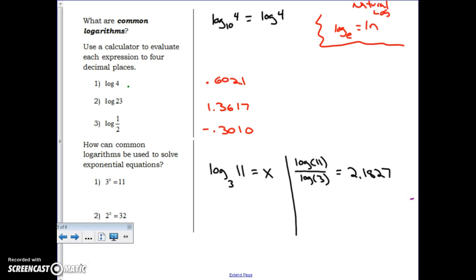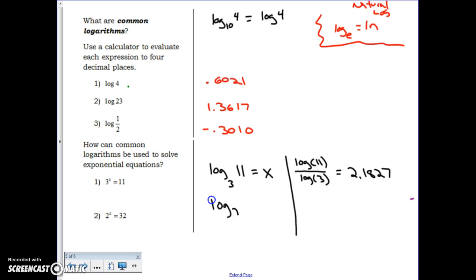All right, number 2, it's back to a nicer problem. You have 2 raised to the x equals 32. Let's put it in log form. Log base 2 of 32 equals x. Then you're going to say log 32 divided by log 2. Make sure you close the parentheses. What we're going to do is find out what x equals.